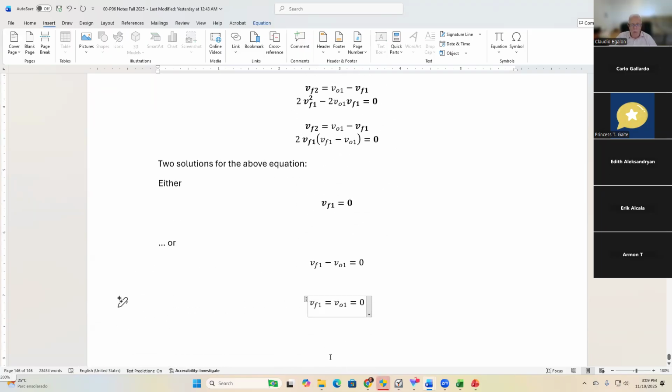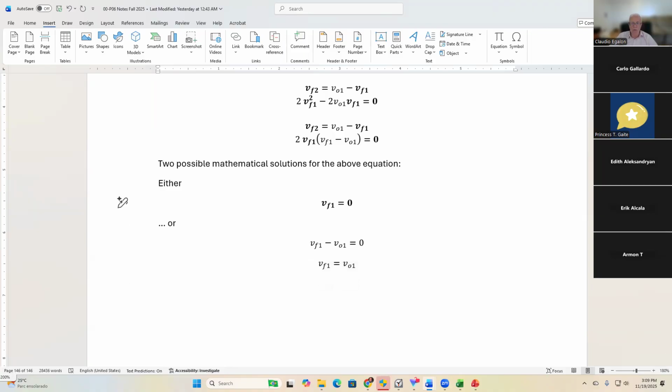Two possible solutions, and let's see which one is the correct one. Two possible mathematical solutions for the above equation. Let me emphasize that. Either the final velocity is going to be 0, or the final velocity of 1 is going to be equal to its initial velocity. Let's analyze both of those two solutions and see which one is the correct one.